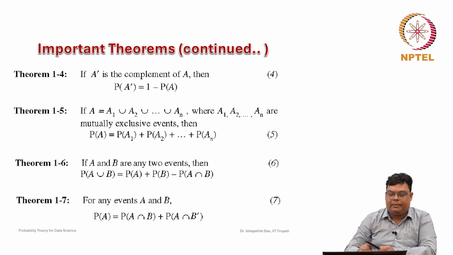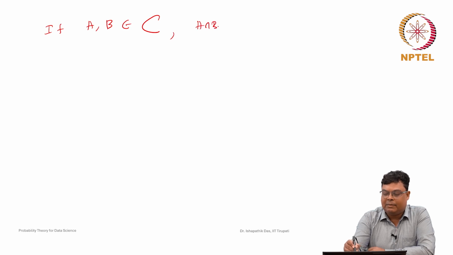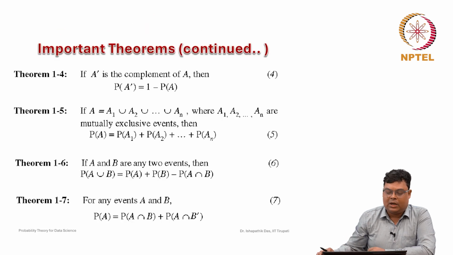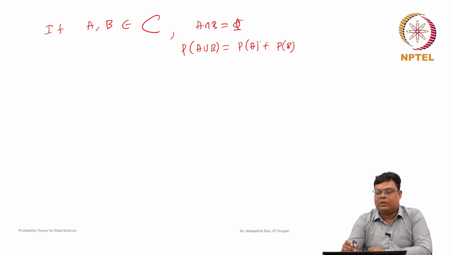So, the next important result is for any 2 events A and B. If A and B are disjoint, that means they are in C such that A intersection B is equal to phi, then by axiom 3, and also by theorem 1.5 for finite cases, probability of A union B will be probability of A plus probability of B, because they are disjoint.